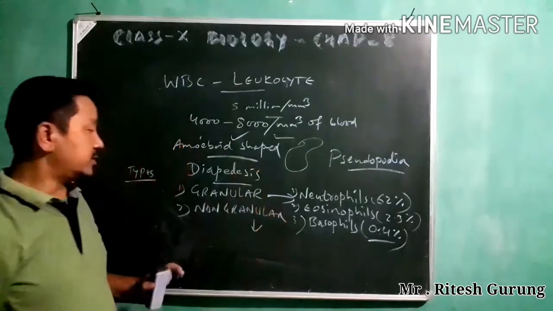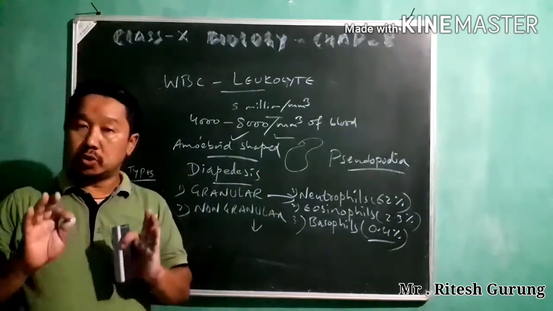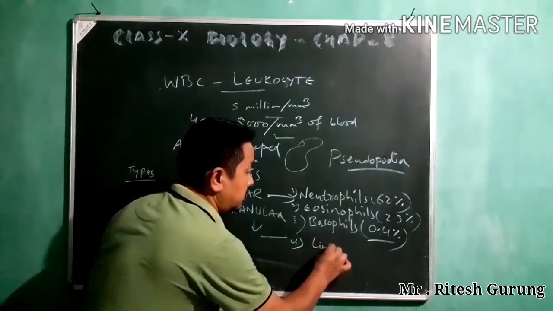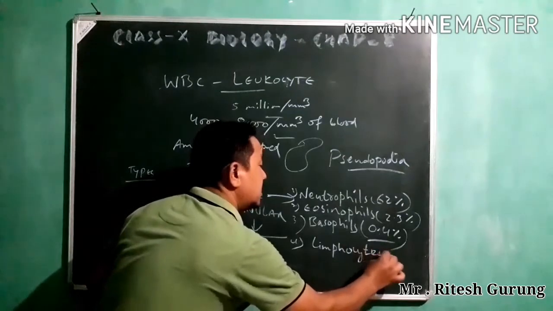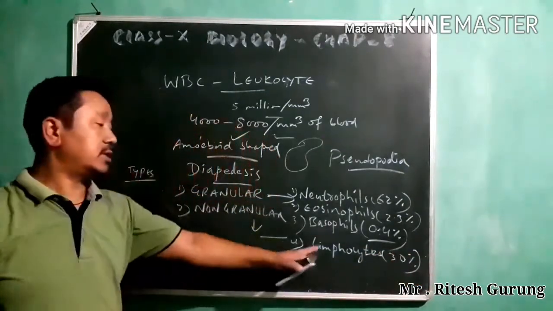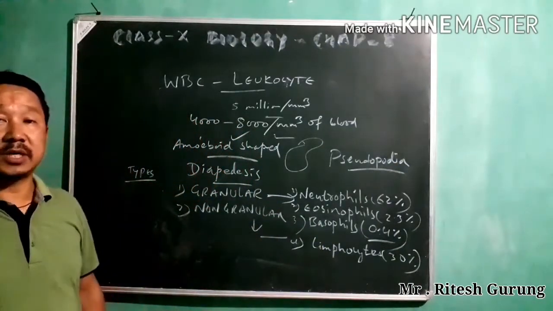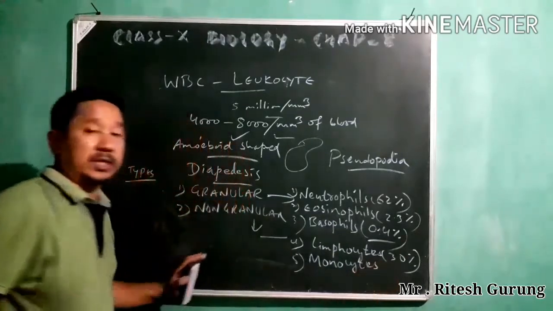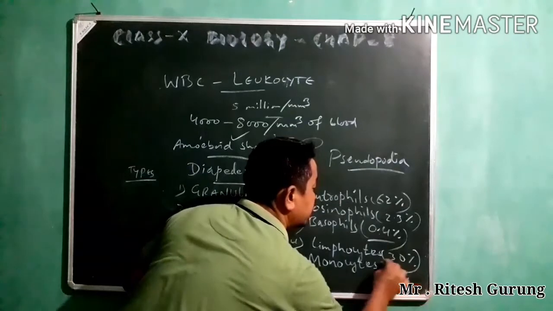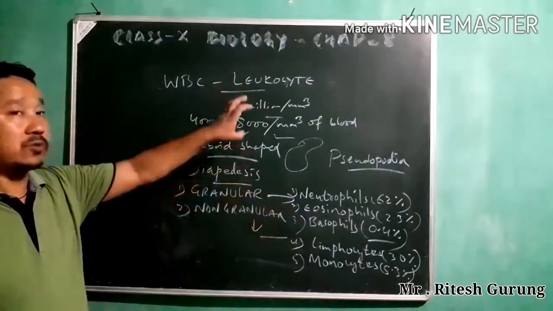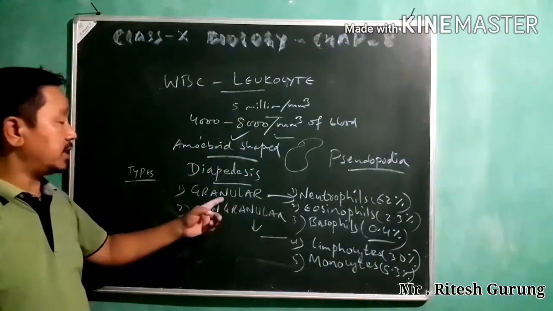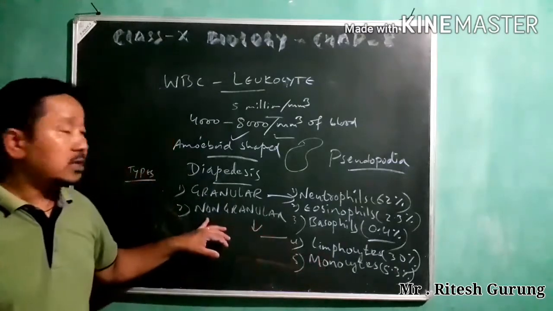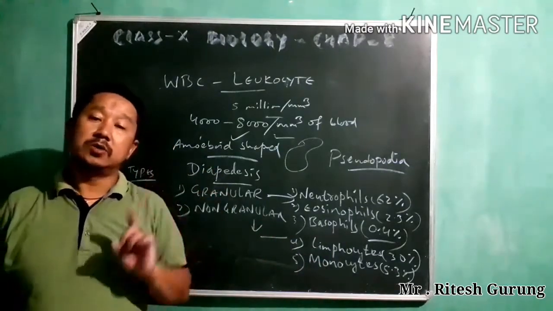Then the non-granular is further classified into 2 groups. Number 4, lymphocytes, which constitute 30%. And number 5, monocytes, which constitute 5.3%. So these are the 5 different kinds of WBC or leukocytes which have been grouped into these 2 groups, granular and non-granular. Neutrophils, eosinophils and basophils come under granular, and lymphocytes and monocytes come under non-granular. So these are the types of WBC or leukocytes.